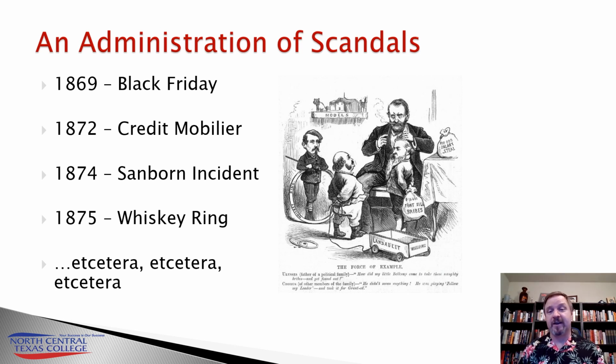1876, the safe burglary conspiracy. Orville Babcock is indicted for framing a private citizen for a crime that he committed. So like I said, there's a lot of corruption in this administration of Ulysses S. Grant.